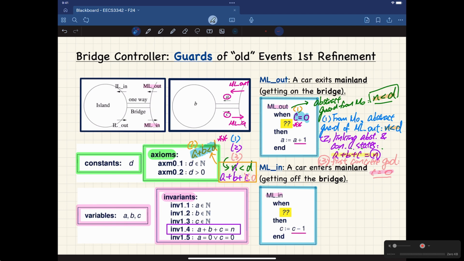Okay? Quite a bit of work to derive it, but once you derive it, it's there. That might be the trickiest guard to get through for this particular refinements. Okay? But the lesson is, if you want to come up with the guard for some concrete events, you may have to look at the constraint from the abstract model as well. That's the main lesson.